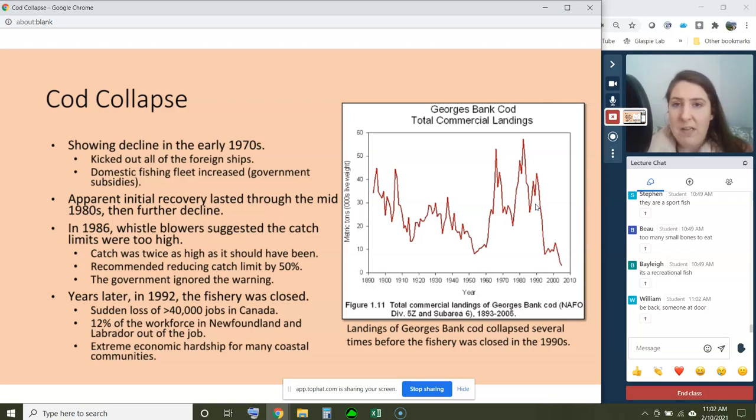So this would be very similar to what happened in areas of the US when the car industries collapsed during the recession, where, I'm from Michigan, so I definitely felt this pretty strongly, where a lot of my friends and family were out of a job because they were working in the auto industry. This would have been the same thing in Canada, but with the fishing industry. And it caused extreme economic hardship for many coastal communities. Many communities were entirely built around the cod fishery, so when it collapsed, they had essentially nothing.